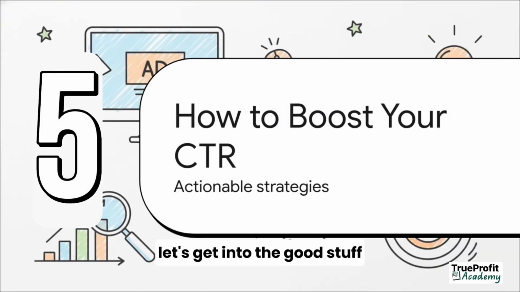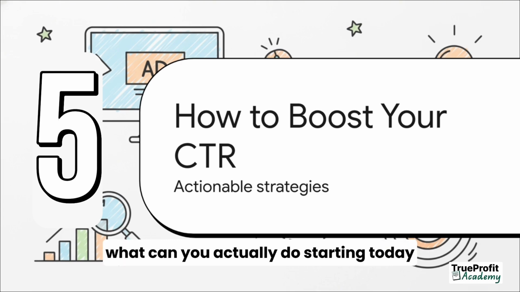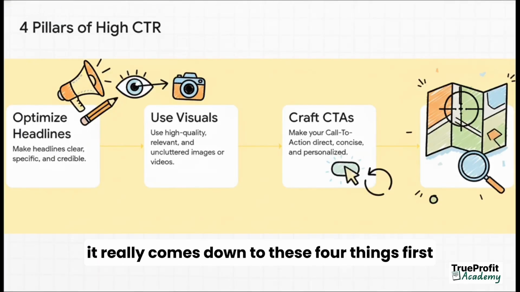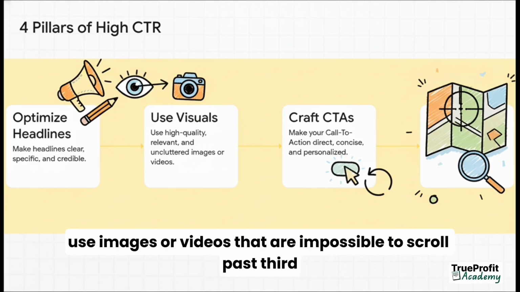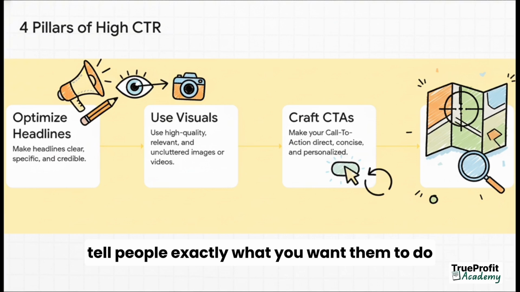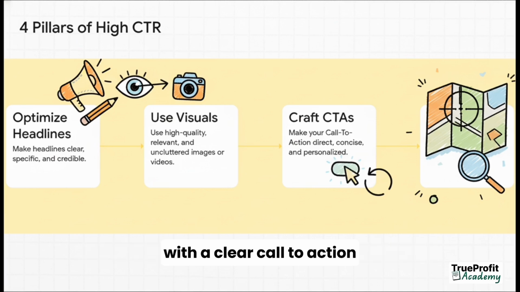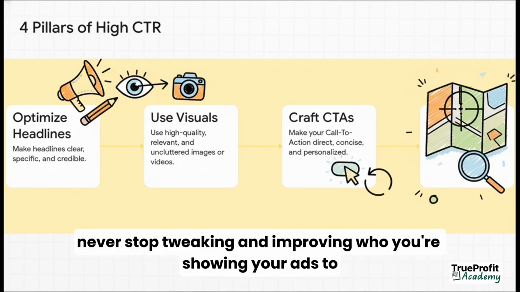Okay, enough with the theory. Let's get into the good stuff. What can you actually do starting today to boost your CTR and get better results? It really comes down to these 4 things. First, write headlines that make people stop and pay attention. Second, use images or videos that are impossible to scroll past. Third, tell people exactly what you want them to do with a clear call to action. And finally, never stop tweaking and improving who you're showing your ads to.